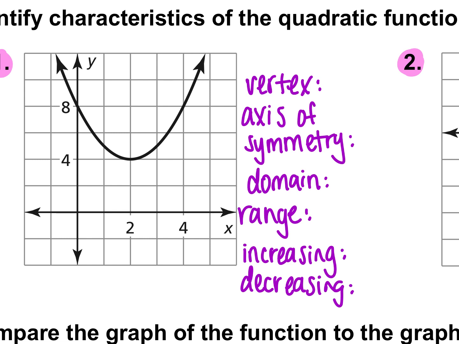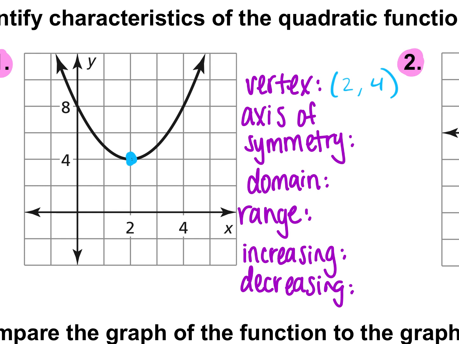So the very highest point, think of the mountaintop or the valley of your parabola, has the vertex. Here we have a valley, so our vertex would be at the very lowest point. What is our vertex? Like the lowest point. Awesome. 2, 4.